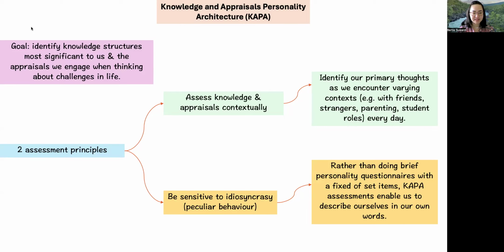KAPA assessment has two assessment principles. The first one is to assess knowledge and appraisals contextually. We identify our primary thoughts as we encounter varying contexts, for example, with friends, strangers, in our role as a parent or student, every day. The second one is to be sensitive to idiosyncrasy or peculiar behavior. Rather than doing brief personality questionnaires with a fixed set of items, KAPA assessments enable us to describe ourselves in our own words.